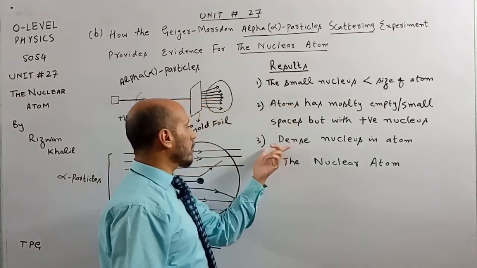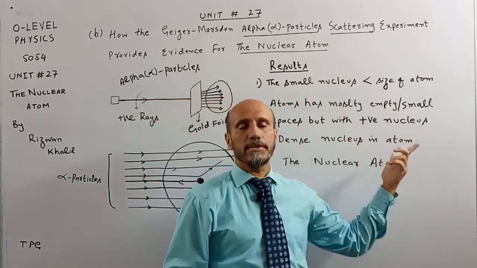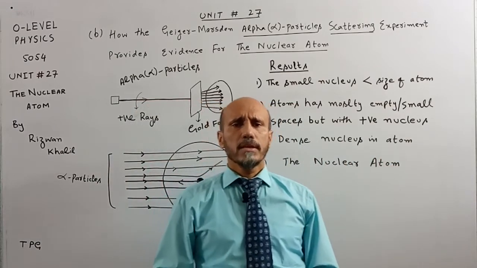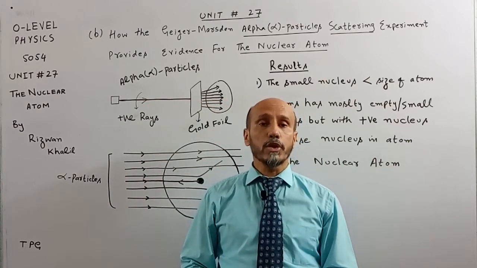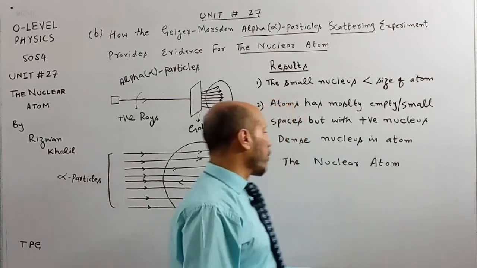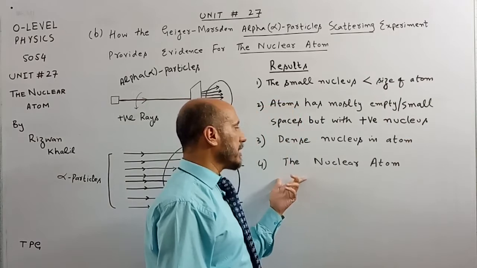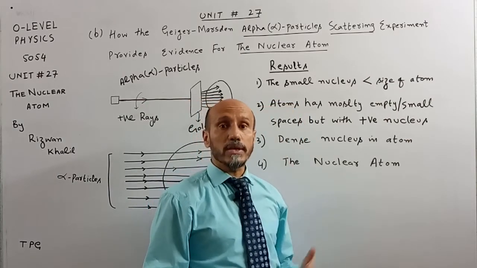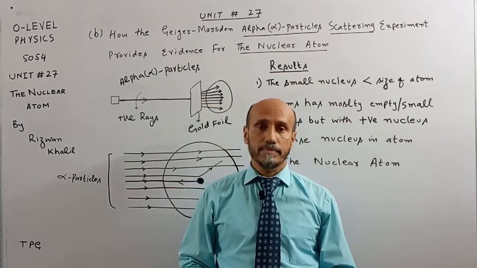They have made conclusion number 3, that there exists a dense nucleus in the atom, and definitely this nucleus carries a positive charge, and the size of the nucleus is smaller than the size of the atom. And what was the last conclusion? That there exists a nuclear atom. And this was the name of our unit as well, the nuclear atom.